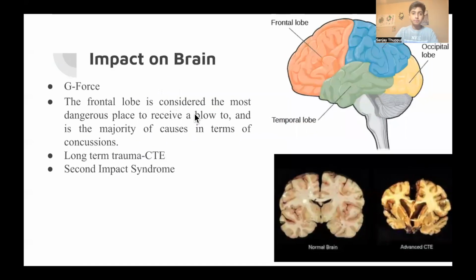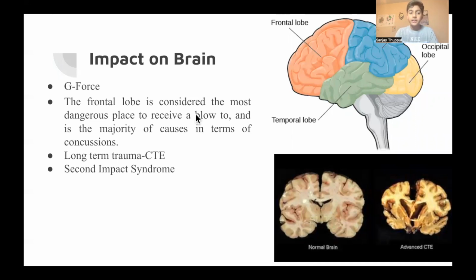Impact on the brain. G-force. G-force is a type of measurement to determine what the impact on the brain or body was, and is going to be one of the main deciding factors in the difference between concussions and the two classifications of sports.